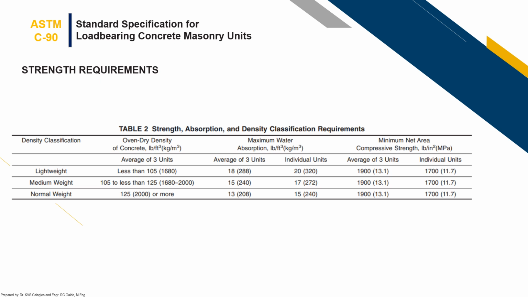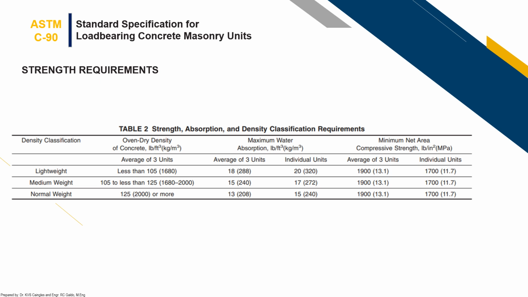Okay, so Table 2 presents the strength, absorption, and density classification requirements for our load-bearing concrete masonry units. Okay, so we have here a column for density classification of our CMU units. CMU are concrete masonry units. It can either be lightweight, medium weight, and normal weight. And then we have the corresponding oven dry density of concrete, and then we have here the maximum water absorption in terms of pounds per cubic foot.